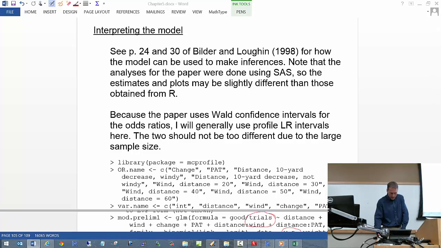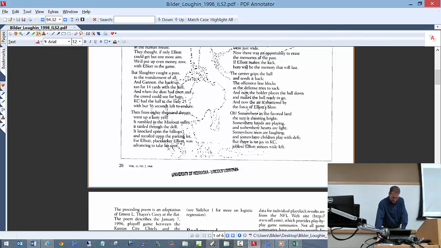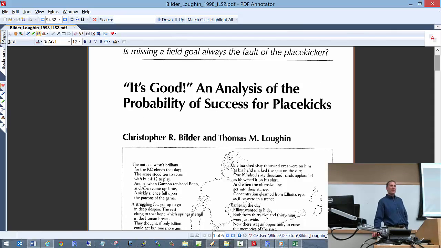Here's my paper on this data set, published a number of years ago now. This was my very first paper ever published, and it's the only time that I ever started a paper with a poem. In fact, it's the only time I've ever seen a statistical paper starting with a poem. But anyway, it fit the circumstances.